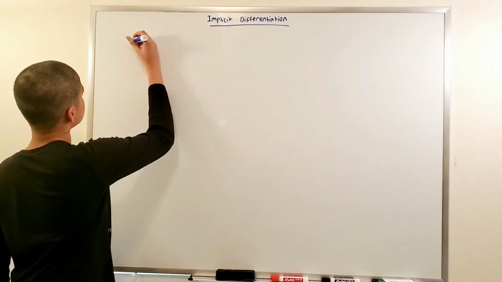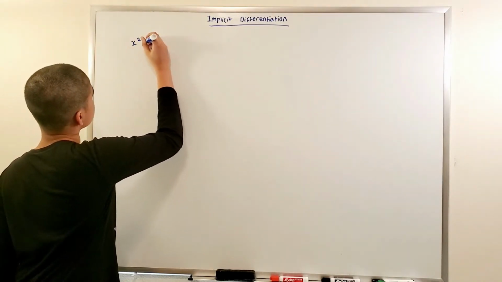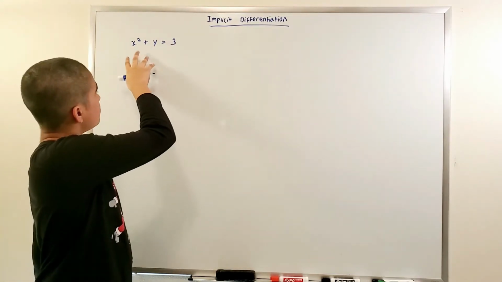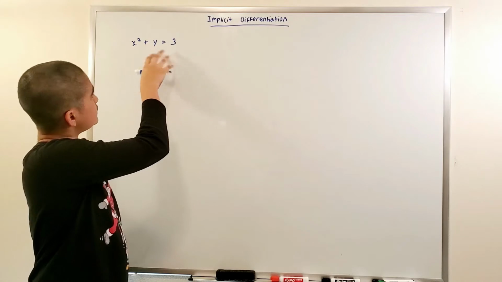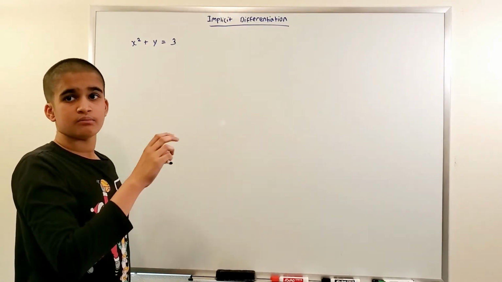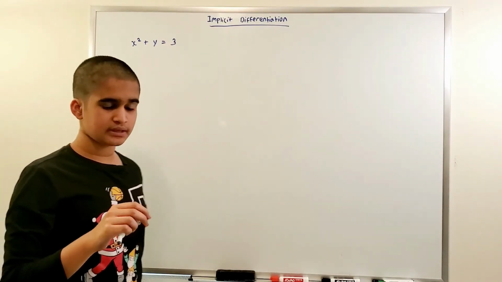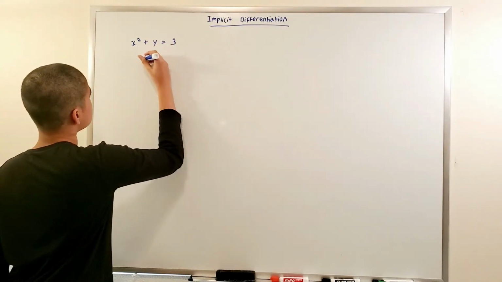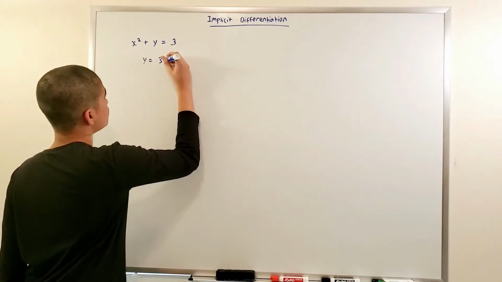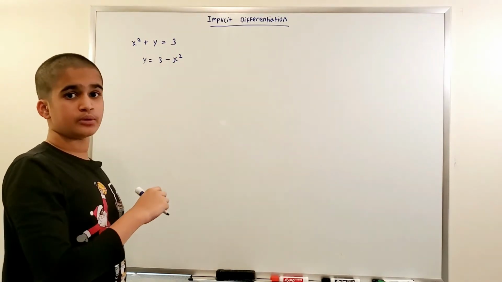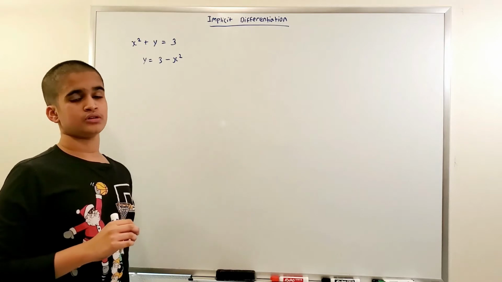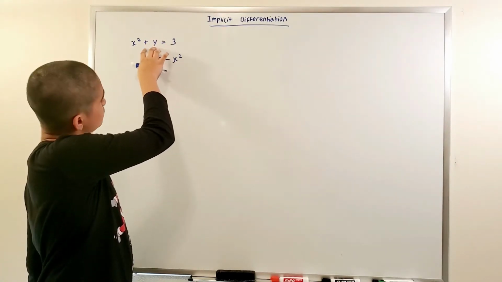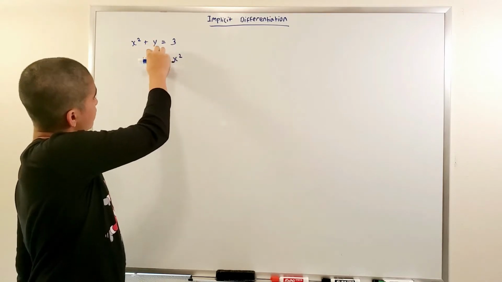Consider the function x squared plus y is equal to 3. Here we can see that y is not explicitly defined in terms of x. But in this case, we can easily make that happen. By subtracting x squared on both sides, we can write y is equal to 3 minus x squared, and we can differentiate this very easily. However, we cannot always do what we just did here.